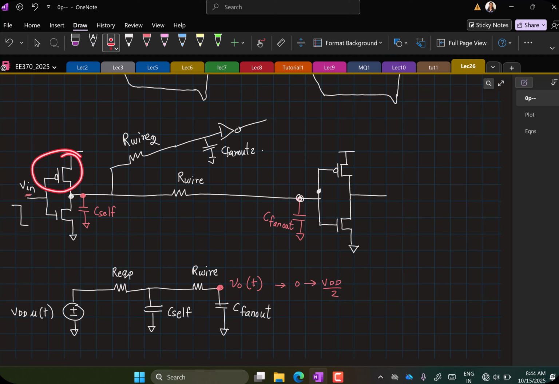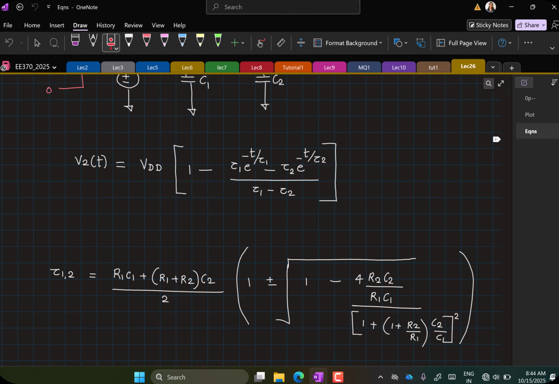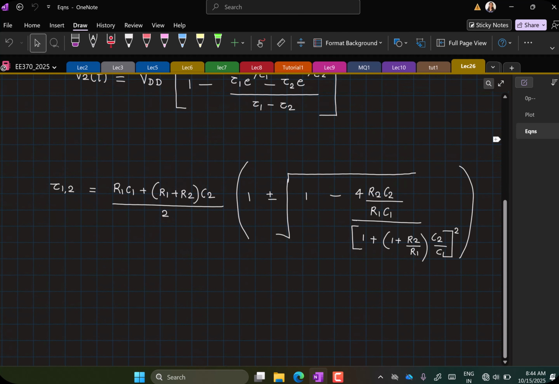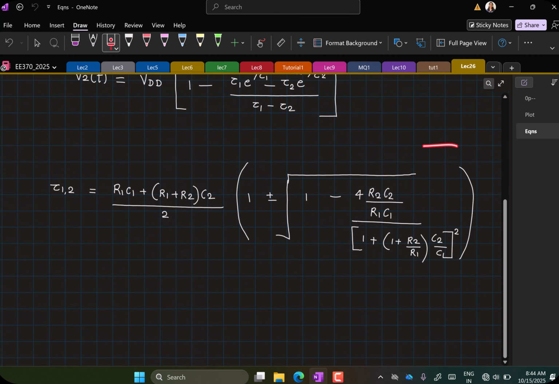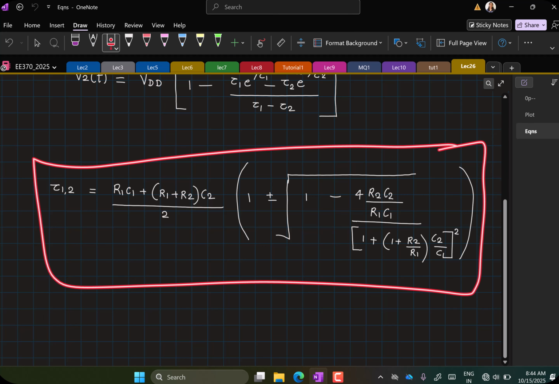So as you can see, as your circuit gets bigger and bigger, the order of your RC network is also going to get bigger and bigger, which means eventually the time constant equations that you're going to deal with are going to get more complicated than this.